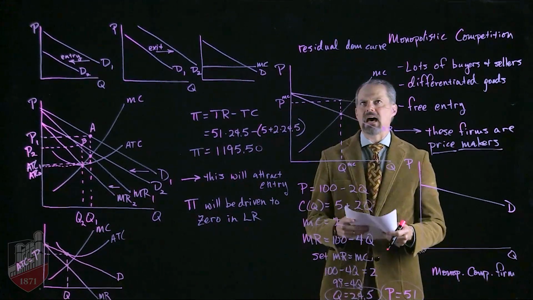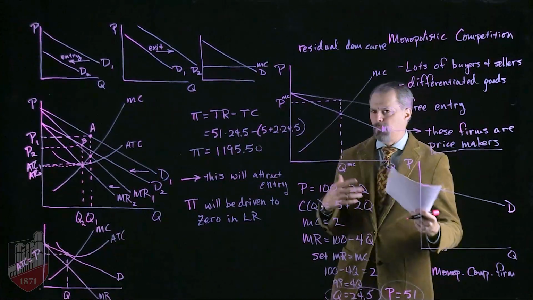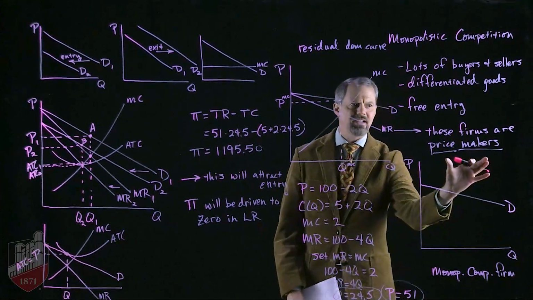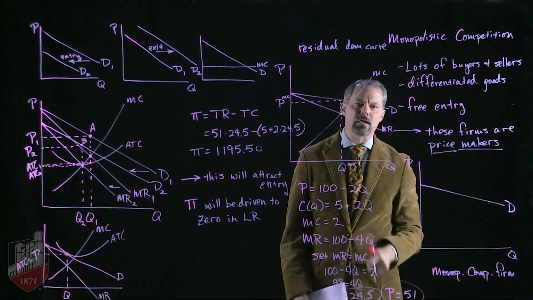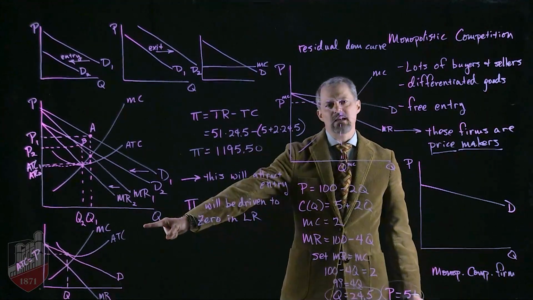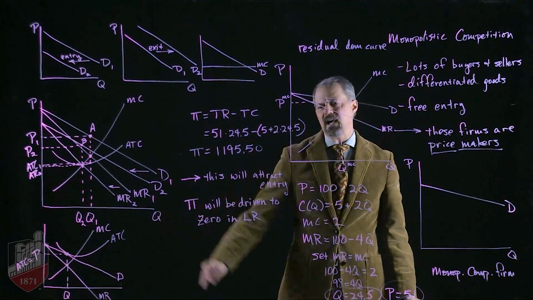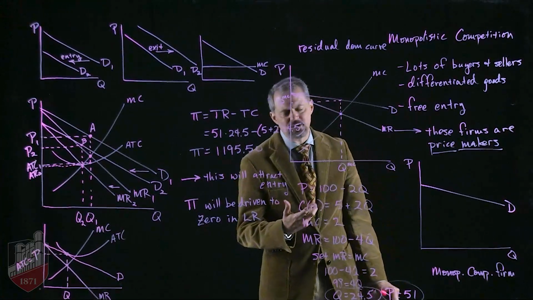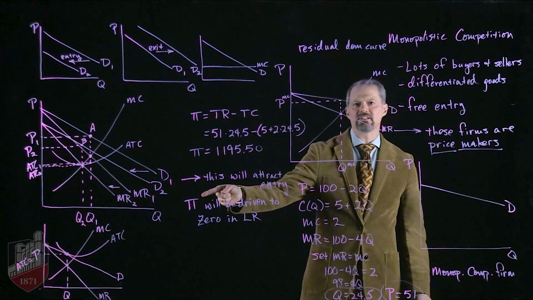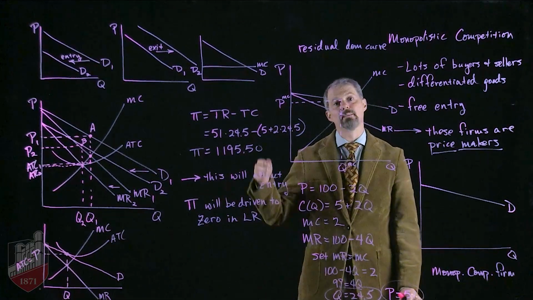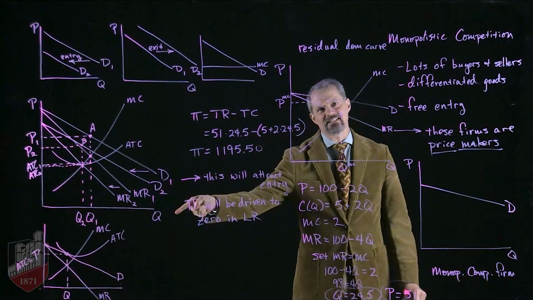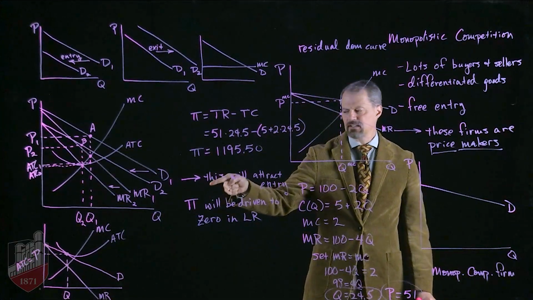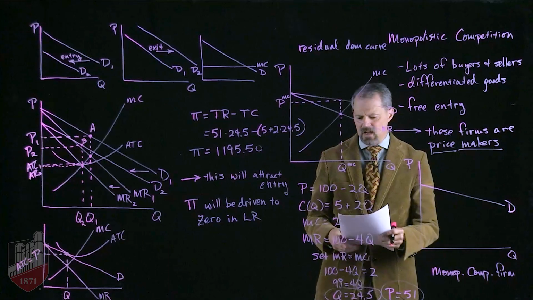So in a monopolistically competitive market, the firms are price makers. They have some market power, but they're not able to turn that market power into positive economic profit in the long run. If they earn a positive profit in the short run, it gets driven to zero in the long run. Now remember, that's economic profit. That is not accounting profit. Okay, so keep that in mind.